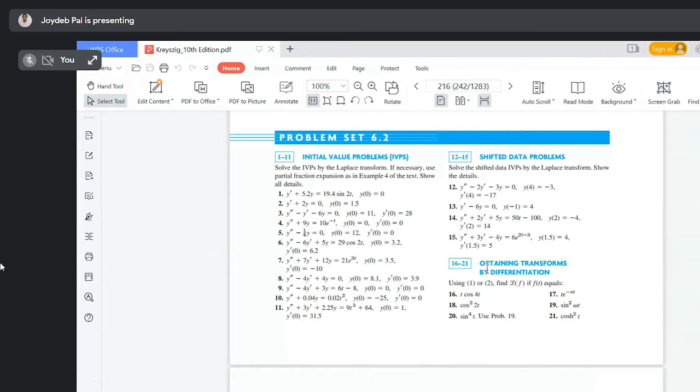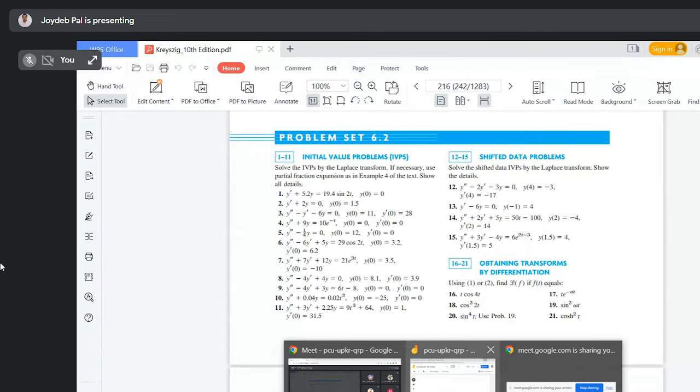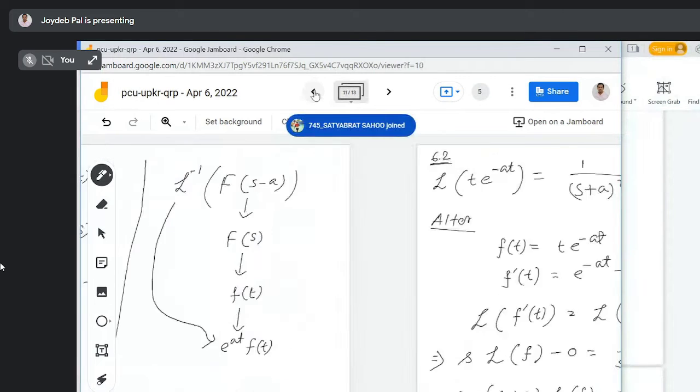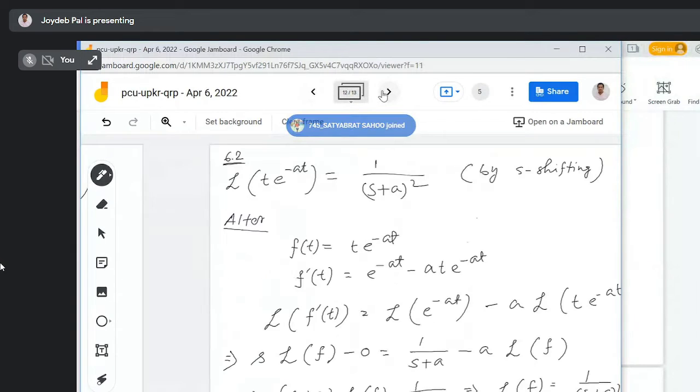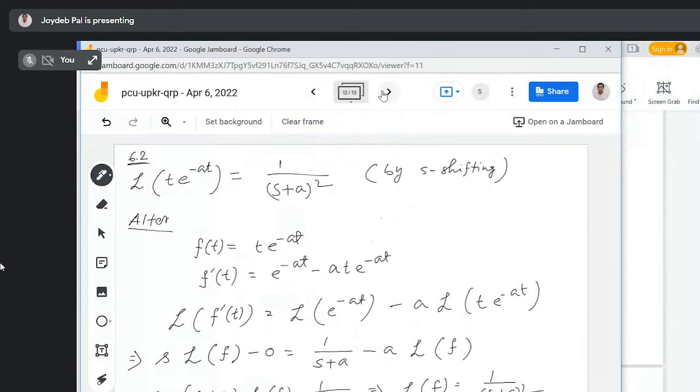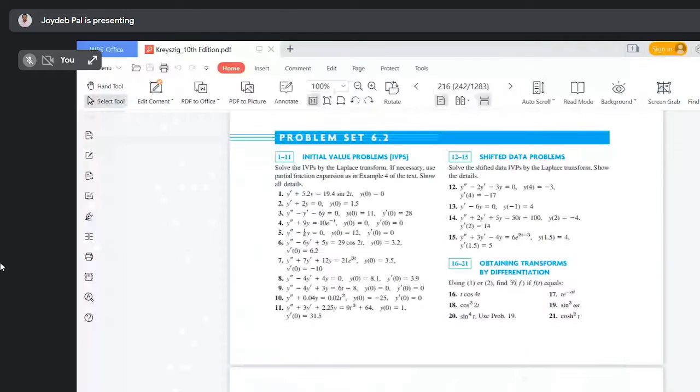So can you see my screen? Yes, sir. Okay, so in the last class you see I have solved problem number 17. Right? So that can be solved by using S shifting, but here we have applied the notion of derivative. This one. It is problem number what? 17.